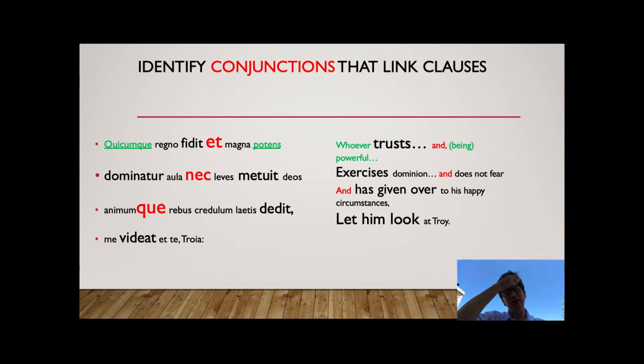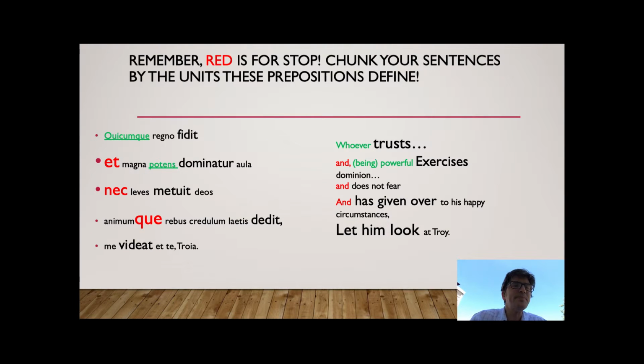So we have et, the word for and. Remember conjunctions are linking words, so but, and, because, all those sorts of words can link together clauses. So here we have an et, a nec, and a que linking together clauses. So remember, red is for stop. Chunk your sentences by the units these conjunctions define. And you might be wondering, what do I mean by chunk? Well, what we've done is we've taken all of our clauses and we've separated them onto separate lines of the screen. So we have quicumque regno fidit. We have our first clause.